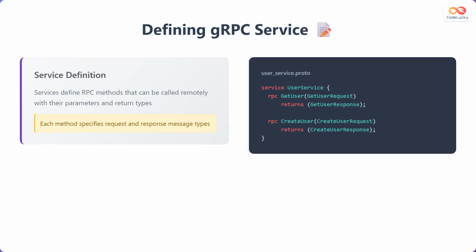The GetUser method takes a GetUserRequest message and returns a GetUserResponse message. Similarly, CreateUser accepts a CreateUserRequest and returns a CreateUserResponse. This approach provides strong typing and clear contracts between services. The service definition acts as both documentation and the source of truth for what operations are available. When you compile this proto file, it generates both server and client code in Go, ensuring that both sides implement the same interface correctly.